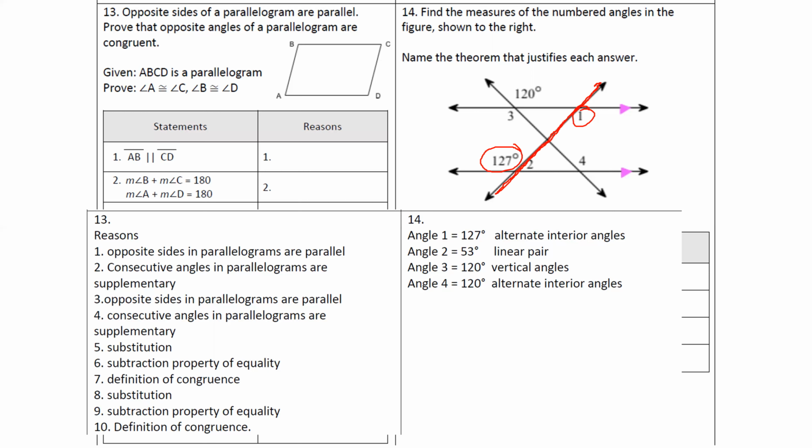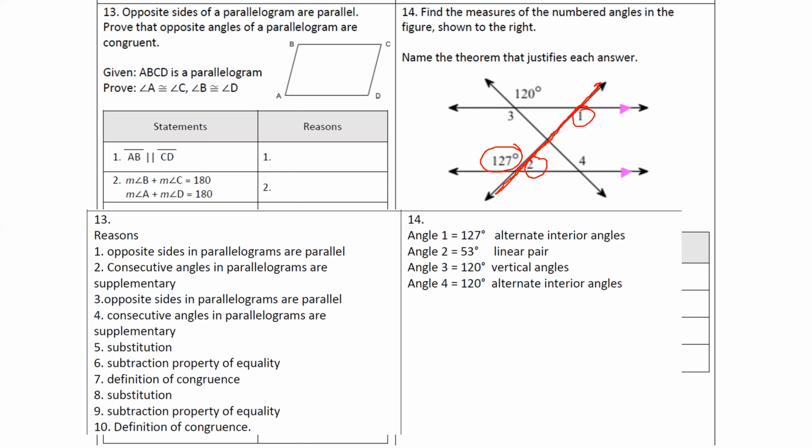Angle 2, which is right next to the 127, those make a linear pair. A linear pair is two angles that form a straight line. So they have to be supplementary. They have to add up to 180. So subtract it from 180 and you're left with 53. Then we go over to the other line.